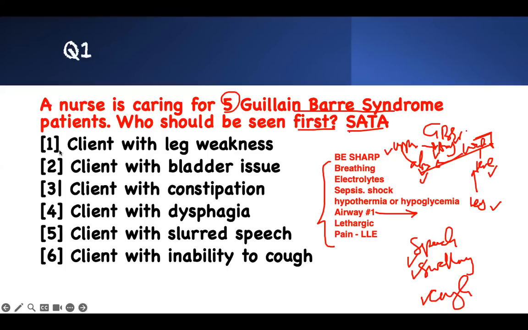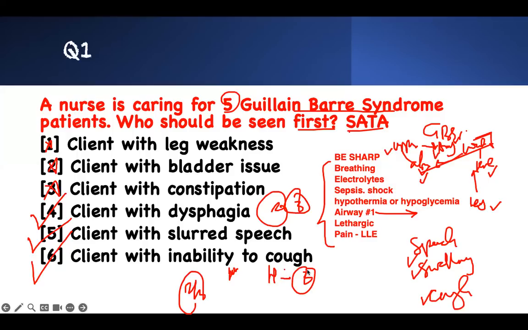Therefore, for GBS, who do you see? Weakness? Oh, no. Bladder? No. Constipation? No. Dysphagia? Yes. Slurred speech? Yes. Inability to cough? Yes. So it's 4 to 6, select or apply. If you think you know 2, please pick 2. Don't guess. If you think you know 3, pick 3. You have to be 100 or 99.999% sure, or 101. If you think you know 2, just get 2 out of 3. If you pick 4 here, you get minus and you get less than the maximum, which is 3 points. So who do you see? You've got to be sharp.